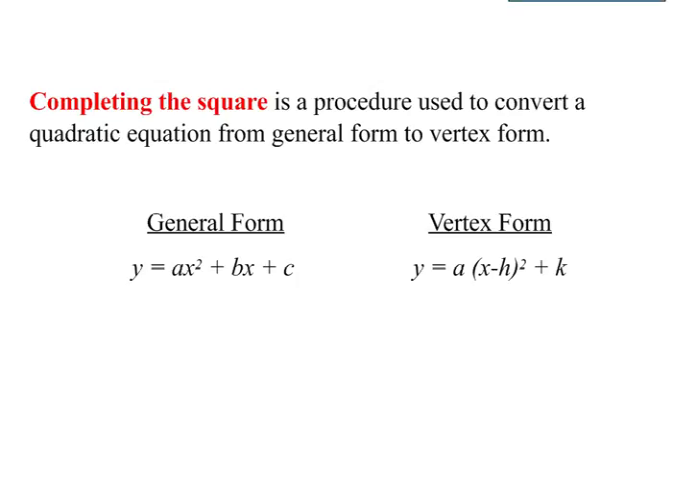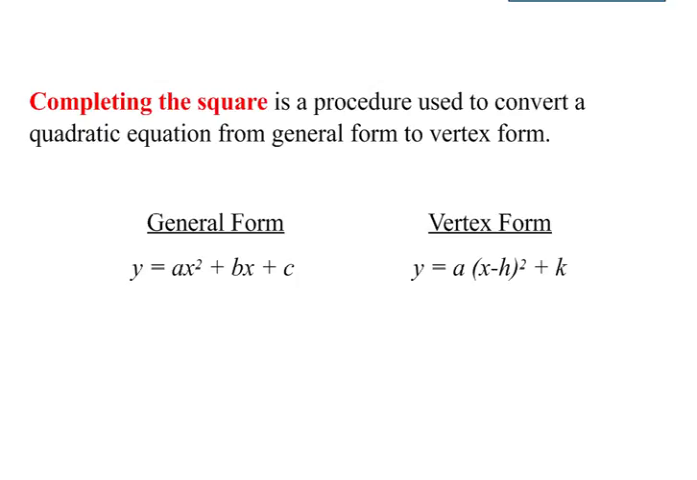You can see that I've rewritten the general form, y equals ax squared plus bx plus c, and rewritten the vertex form, y equals a times x minus h squared plus k, where (h, k) would be the coordinates of the vertex of the parabola, right?